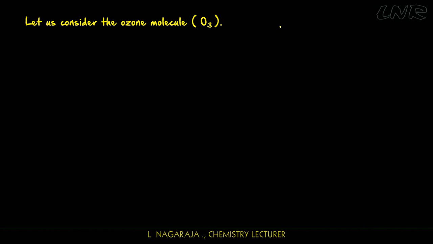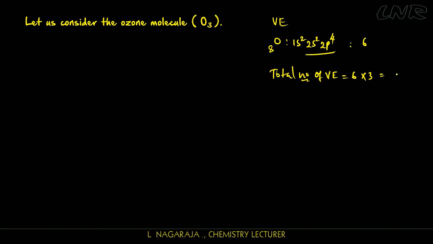To write the Lewis dot structure, we have to know the total number of valence electrons. Oxygen has atomic number 8, so its configuration is 1s2, 2s2, 2p4. So the total number of valence electrons is 6. That is, total number of valence electrons is equal to 6 times the number of atoms. The molecule contains 3 oxygen atoms, so 6 threes are 18 electrons.